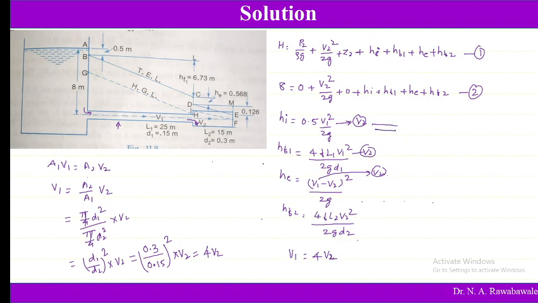So the first equation, Hi, becomes 0.5, and in place of V1 if we substitute 4 V2, square gives 16 V2 square divided by 2g. Then HF1 becomes 4FL1 into 16 V2 square divided by 2G d1. Sorry, this is not 25, it is 16 V2 square. Then the equation HE becomes: V1 is 4 V2, 4 V2 minus V2 is 3 V2, square means 9 V2 square divided by 2G.